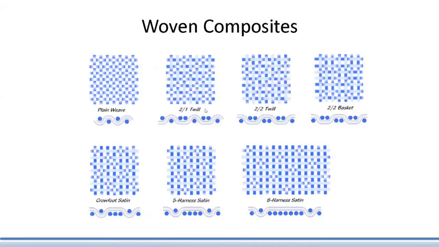Woven composites, here's 2x1 twill, 2 down, 1 up, 2x2 twill, 2 up, 2 down, 2x2 basket. That's basically in two directions, this is what's happening. You have the crowfoot satin, 1 down, 3 up, a 5 harness satin. These are the ones I just covered a minute ago. And you have more and more drapability when you have these. These ones can provide lower strength, for example, because now you have more undulations. And so that can cause stress concentrations in the fiber.